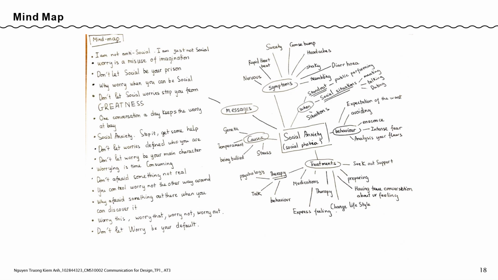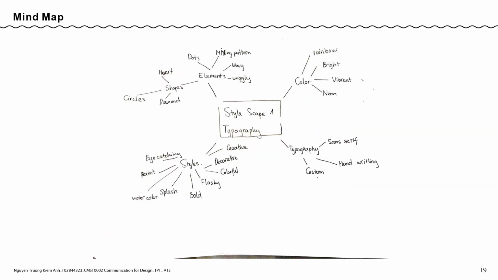Here is a list of messages that I listed down. Like, I am not antisocial, I'm just not social. Worry is a misuse of the imagination. Don't let social be your prison. Why worry when you can be social? Or don't let social worry stop you from greatness, and so on.